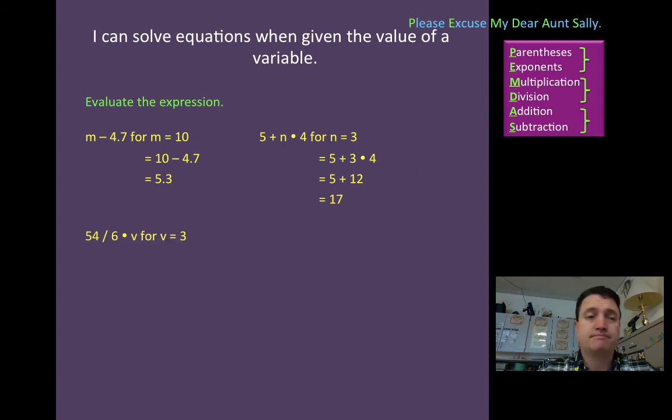Let's look at one more. 54 divided by 6 times v for v equaling 3. So we're going to sub that out. 54 divided by 6 times 3. Using my order of operations, no parentheses or exponents, but I do have both multiplication and division. And you remember from talking in class, 54 divided by 6 has to be done first because we work from left to right whenever they're both present in the problem. Because those two are interchangeable, we start on the left side and work our way through. So when I do that, I end up with 9 times 3, which equals 27.